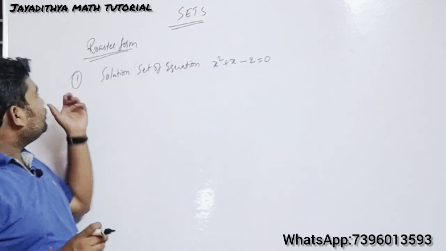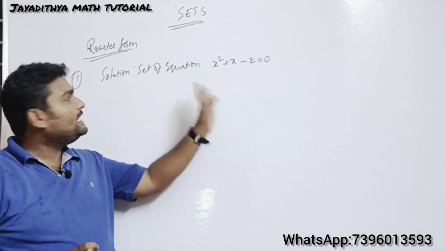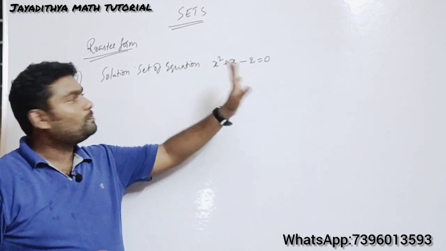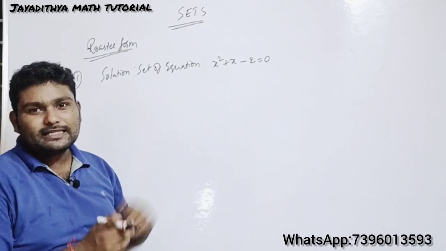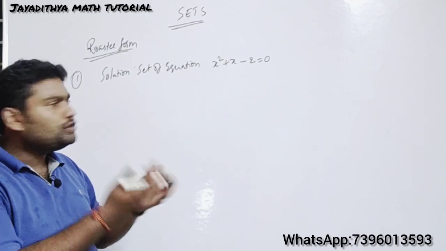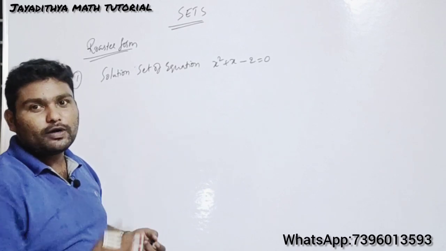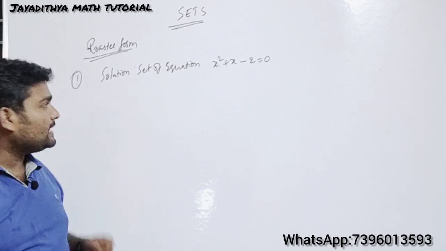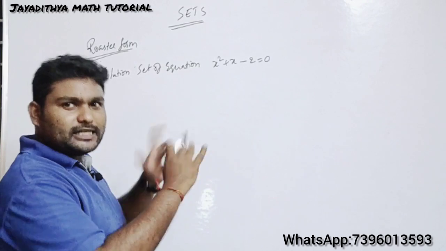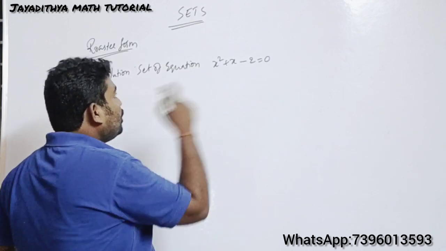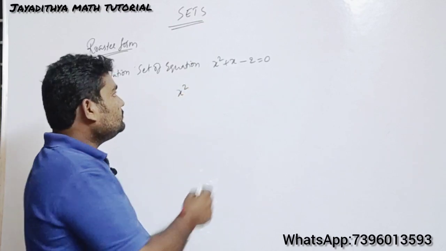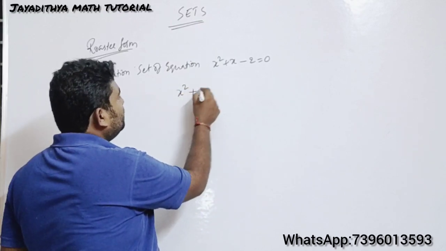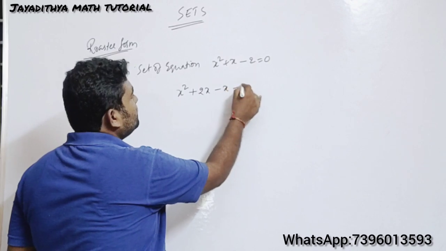See here, you should write the solution set of the equation x square plus x minus 2 equal to 0. You should write the solution set of this quadratic equation, so you should know how to find the roots of a quadratic equation. You learned this in your 10th standard itself. How to find this? Let us try to factorize it. So I am writing it as x square plus 2x minus 2 is equal to 0.